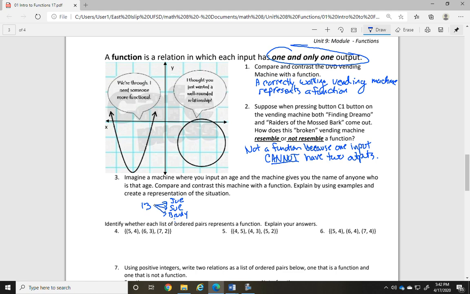So the age of 13, if I do it as a mapping, that's what I'm trying to show you here. I'm trying to show it to you as a mapping. Multiple arrows are coming out of one input. If you have more than one arrow coming out of an input, it's not a function, because the input of 13 has more than one output. Okay, so it says explain by using examples. Here's my example, as a mapping, showing that if you have more than one arrow coming out, it's not a function because the input of 13 has more than one output.